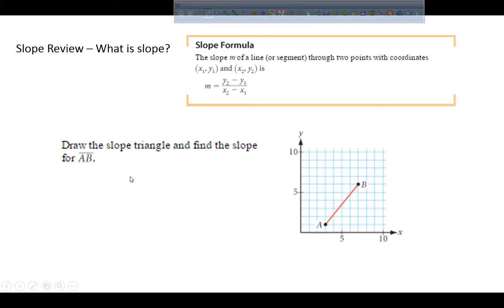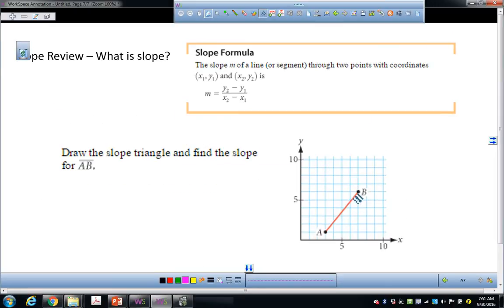Isn't that cool? Draw the slope triangle and find the slope for AB. A slope triangle is something where you draw a line down this way, and then a line across this way, and you see how much you went up or down, and how much you went across. How much did I go up? Just count the boxes: 1, 2, 3, 4, 5. So 5 up.